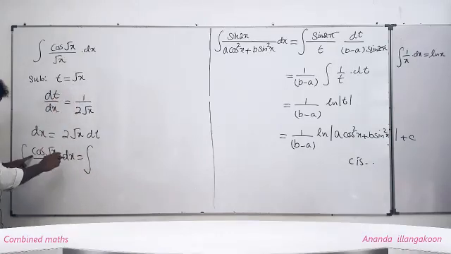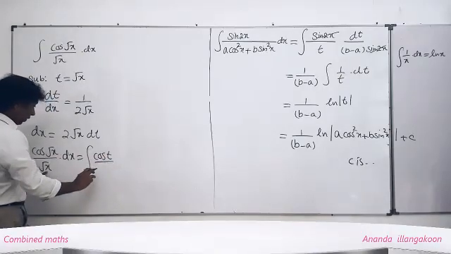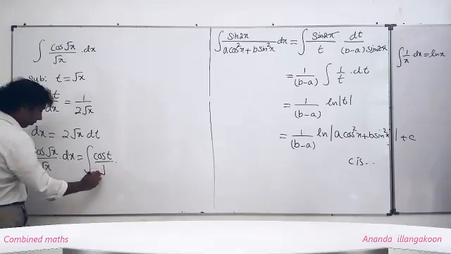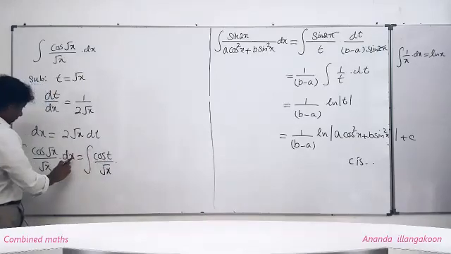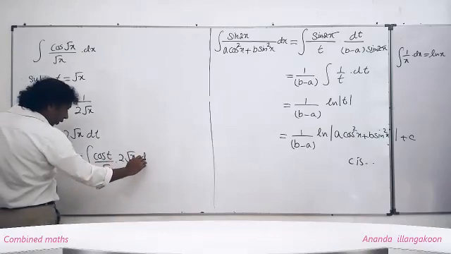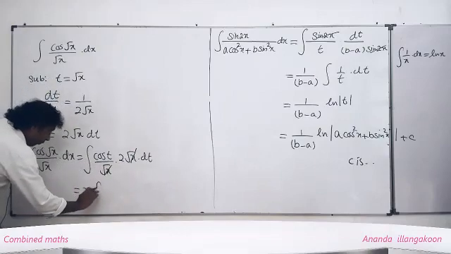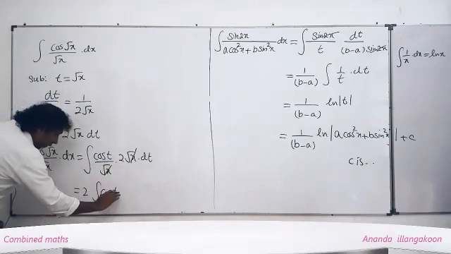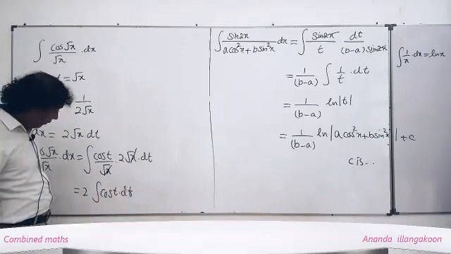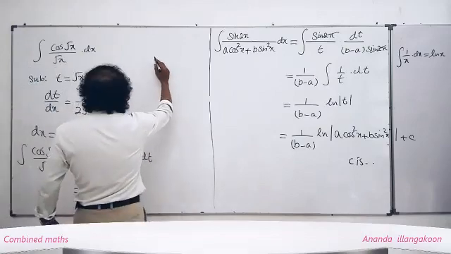Root x is t. Therefore, this is cos t divided by root x, where root x is t. And dx, I keep here as 2 root x dt. This and this you can cancel down. Take this 2 out. Cos t dt. Integral of cos t is sin t.